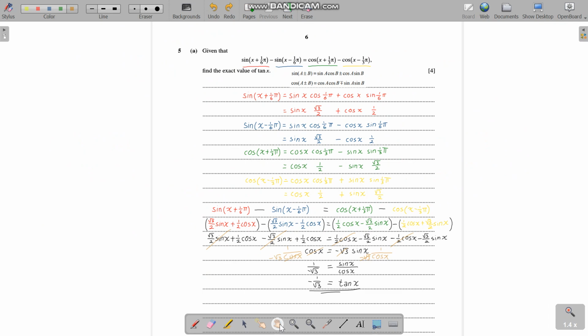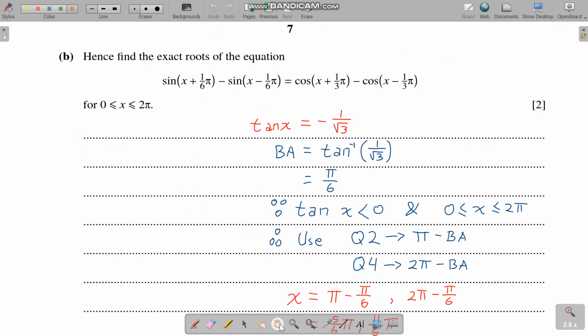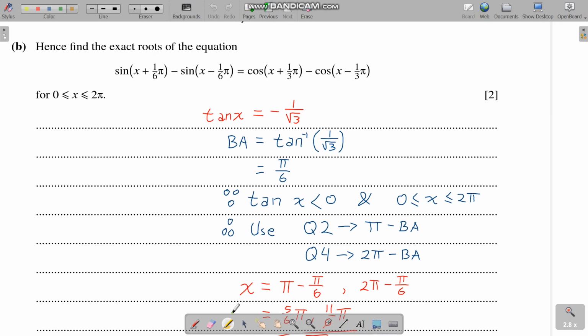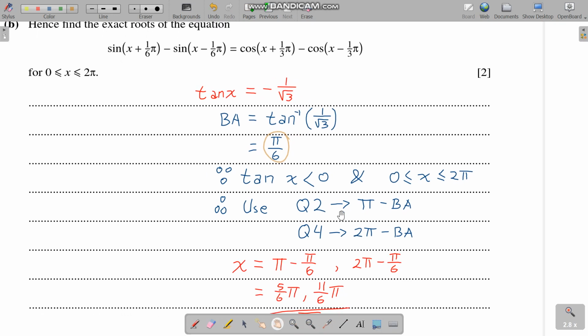And now the next part is find the exact roots of the equation. So previously we know that this equation is the same as tangent x equals minus 1 over root 3. To find the base angle, we use inverse trigonometry, but we've got to use the positive value, so ignore the negative, and we get the base angle in quadrant 1. And now if you look, the tangent value is negative, and we have this domain, this means we have to use negative tangent in quadrant 2 and quadrant 4 in this domain.